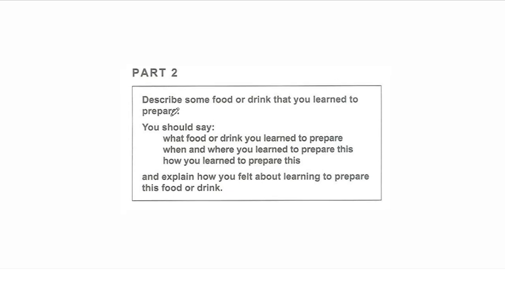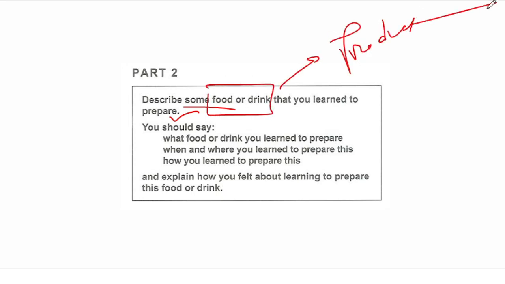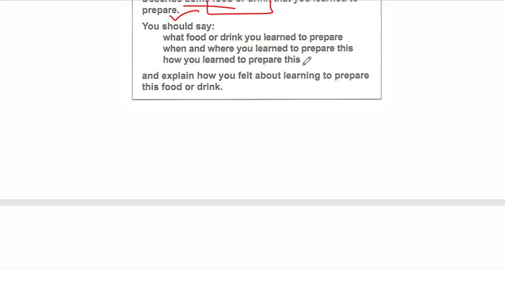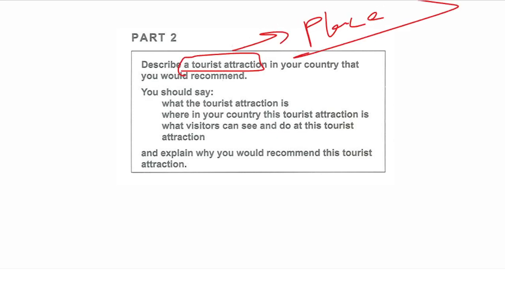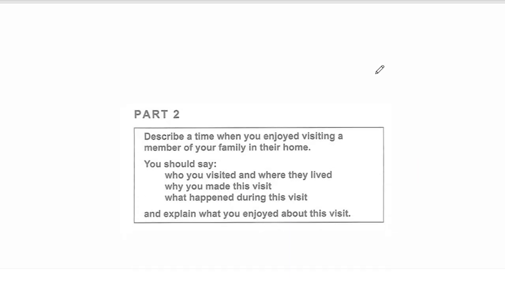And the next one, see: describe some food or drink that you learned to prepare. Food or drink, we can say it's a product. Because any kind of product, you can think of products, food or drink. It has a color, it has different kinds of prices. That's a product. And then: describe a tourist attraction. See, place. Tourist attraction, it's a place. If you go on and on, it will always be about these 3 things. 3P.